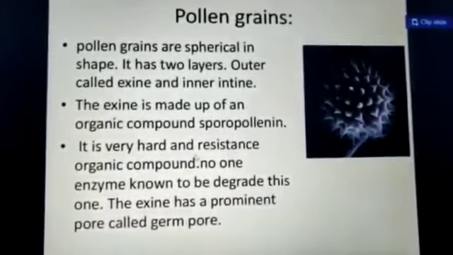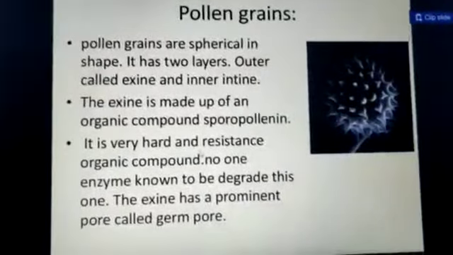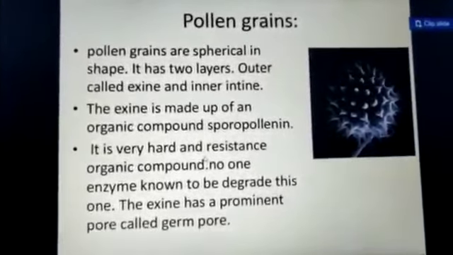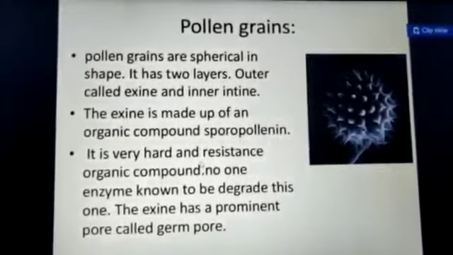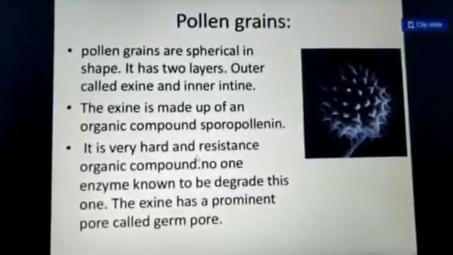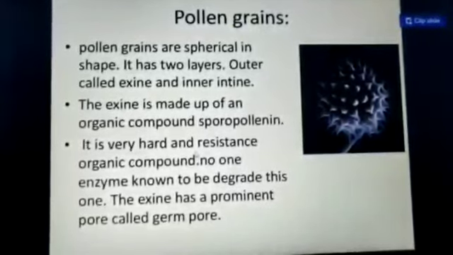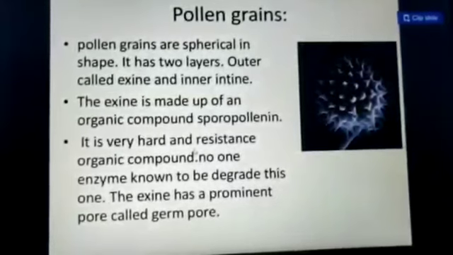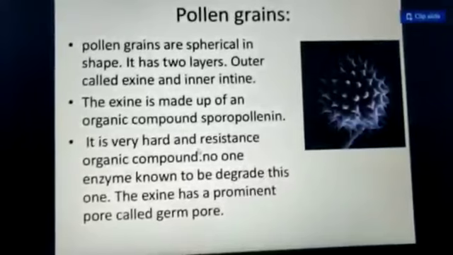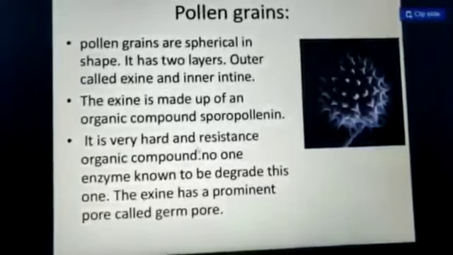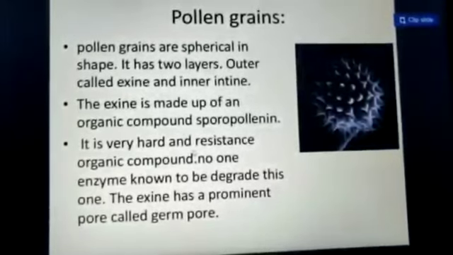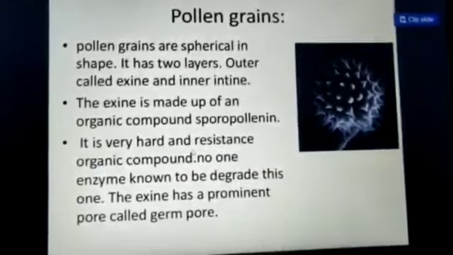Pollen grains are spherical in shape. They have 2 layers. The outer layer is exine and the inner layer is intine. Now see children, basically the pollen grain is made up of 2 layers. As every time we are using the terms internal, external, so exine, EX, is always the outermost layer. So the outermost layer is made up of the material termed exine, and the inner one is intine.